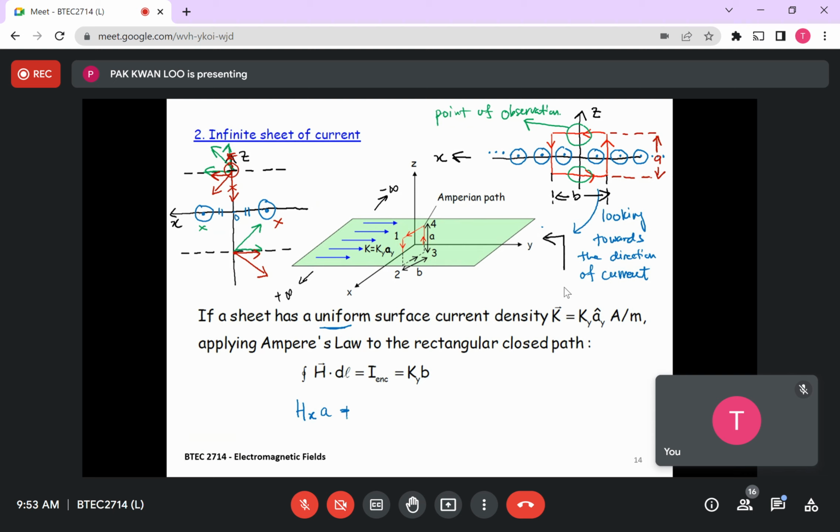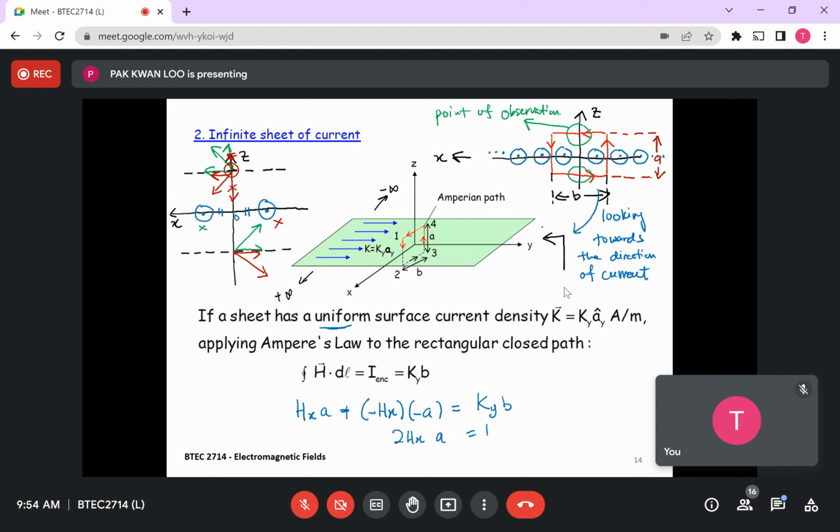Plus, the other one is negative H of x multiplied with negative, since the path length is also pointing in the negative direction, right? So the dot product will be A as well. So it equals the current density multiplied by the length. So it will be 2 H x A equals K y B.